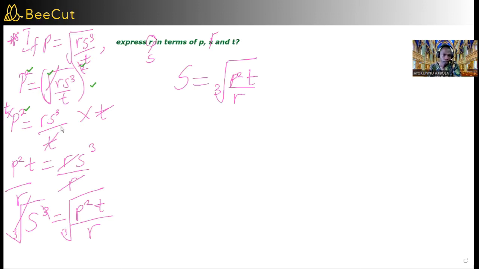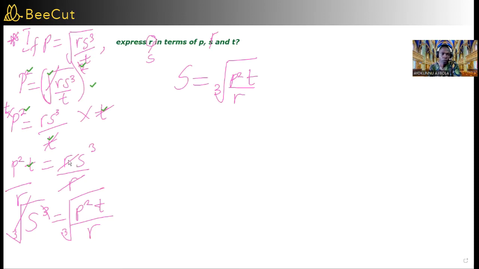Yes or no? Yes, sir. And what am I supposed to do to it? Multiply both sides by T. Is that taken? Yes, sir. So I multiply by T here, I multiply by T here. This T cancels this T, but this T remains here. Is that clear? Yes, sir. Then I have P squared T equals RS cubed.